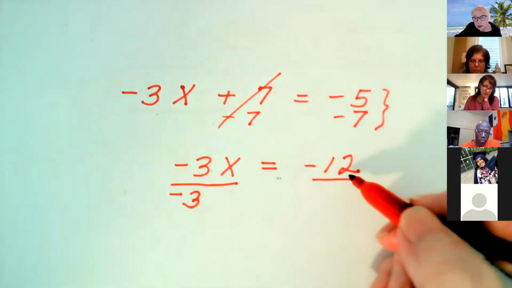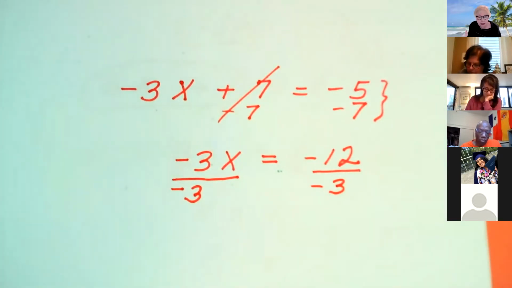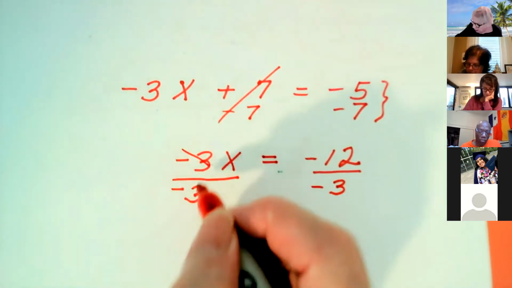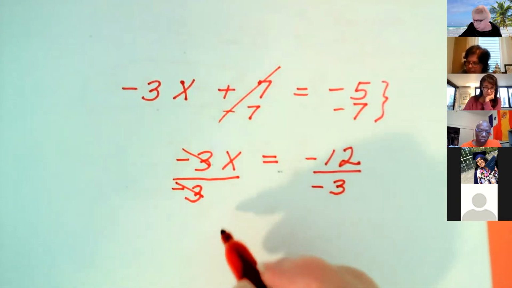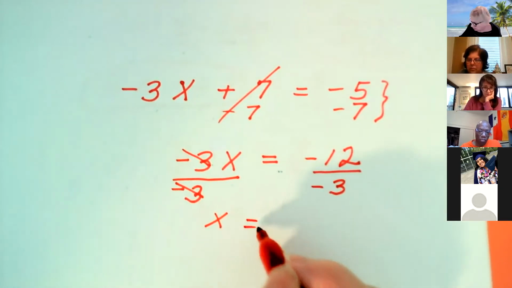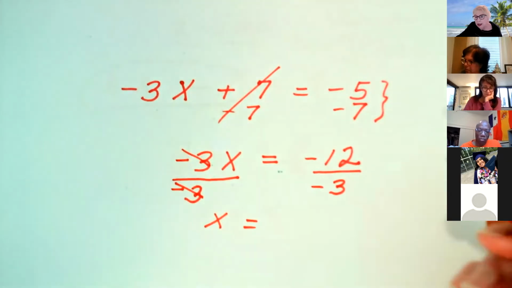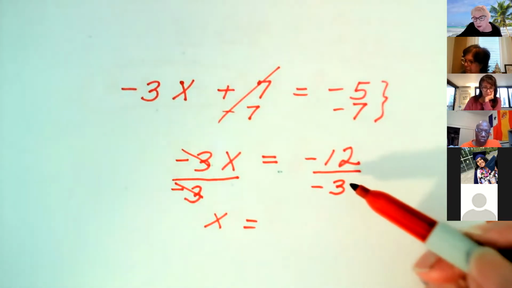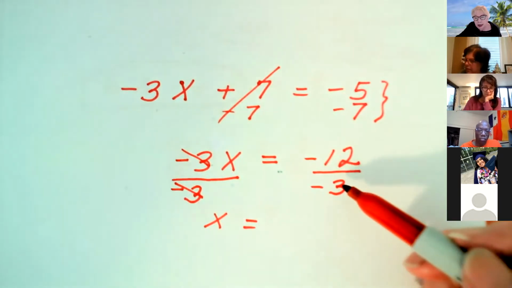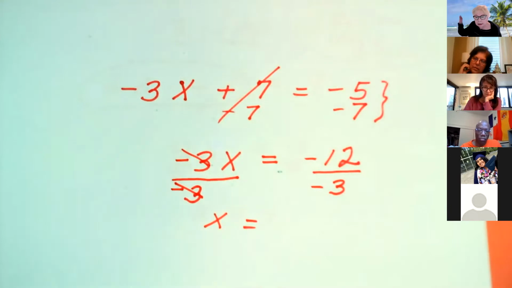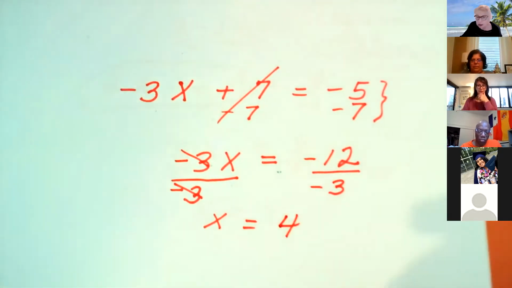And then over here, -12, your choice was divide by -3. The -3 over -3 hits the dust and you're left with X. You're left with 1x, which is X. And over here, you try to remember the rule. The rule was a negative divided by a negative, 2 negatives make it positive. Positive what? 4. Correct.